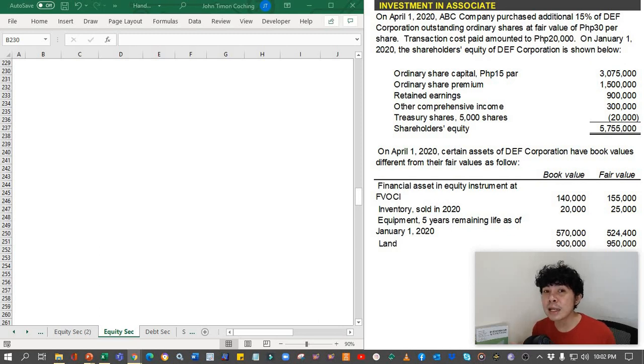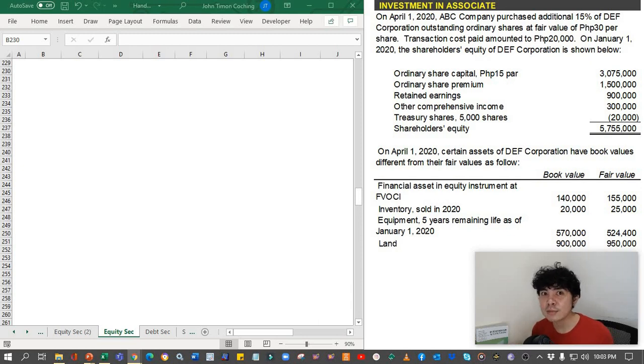Ang gagawin natin, starting with this value, 5,755,000, kailangan lang nating i-consider yung transactions from January 1 until April 1 na may effect sa shareholders' equity ni associate during the 3-month period, January 1 to April 1. At ano ba yung mga possible transactions na nangyari from January to April 1, 2020 na may effect sa shareholders' equity? Ang most common transaction na pwedeng mangyari is, syempre, yung net income or comprehensive income ng associate, at kung meron man siyang dineclare na dividend during the 3-month period.